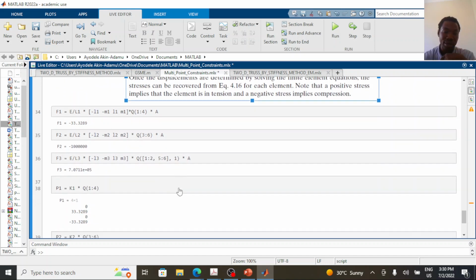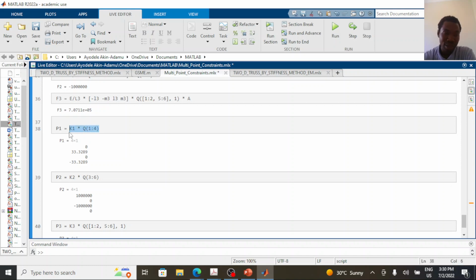of our finite element, or we actually use this equation, the local stiffness matrix for each element multiplied by the local displacement vector for each element. And each element, as I said, has 4 degrees of freedom, so they have 4 displacement quantity. So K1 here is our local stiffness matrix for element 1. It's already computed, so I'm just calling it here. Multiply by this displacement quantity here.